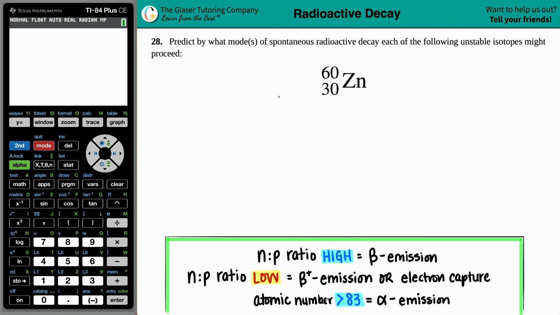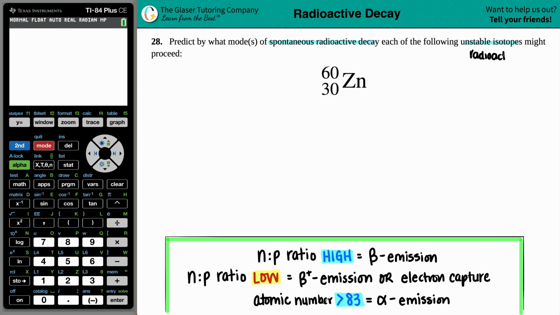Number 28. Predict by which modes of spontaneous radioactive decay each of the following unstable isotopes might proceed. And then we have zinc. In this case, they gave us a zinc isotope that has a 60 as its mass number, and then the 30 as the atomic number. So they already said that this zinc is going to be unstable, and more specifically, it's going to be radioactive.